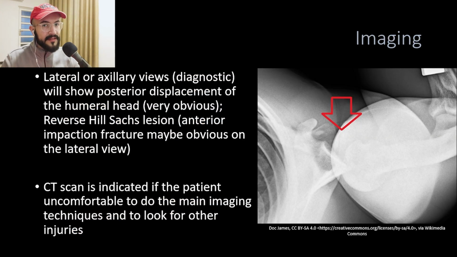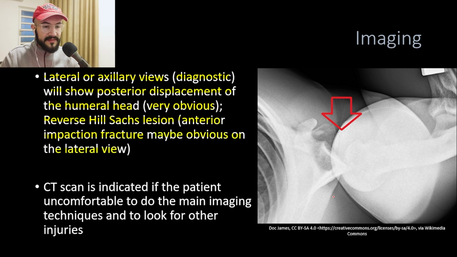Now we mentioned that the AP shoulder X-ray is unreliable and 50% of the cases are missed on the AP shoulder X-ray, so it is important to have a high index of suspicion and order another view, specifically the lateral or axillary views, and both of those are diagnostic. They will show posterior displacement of the humeral head, which looks very obvious, and it will also show a reverse Hill-Sachs lesion, which is an anterior impaction fracture that may be obvious on the lateral view.